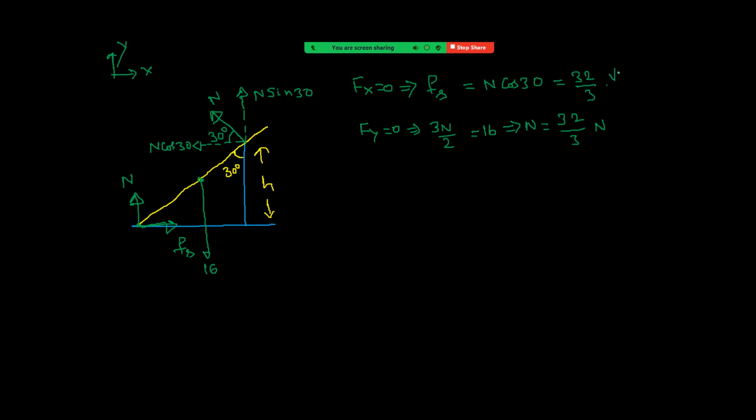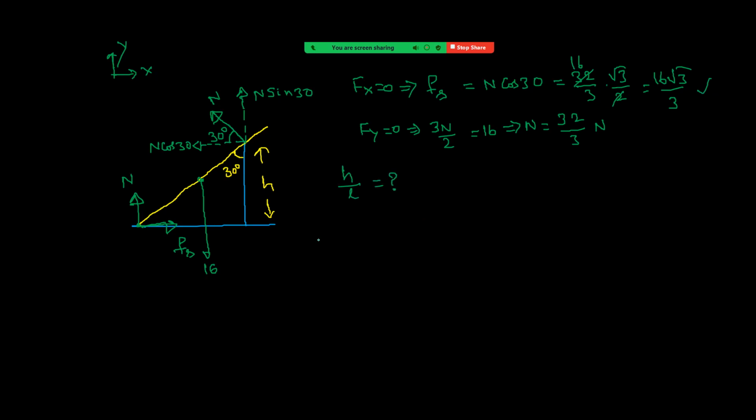Friction is N cos 30, with cos 30 being root 3 by 2. So it is now 16 root 3 upon 3. Now what we have to calculate here? Frictional force. So we got frictional force 16 root 3 by 3. Next, we have to find the ratio H by L, how much?